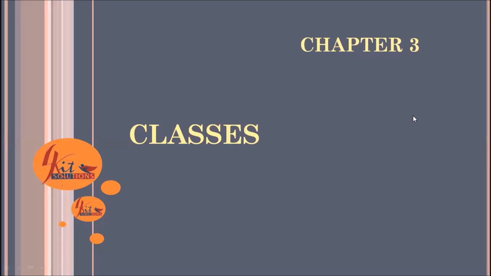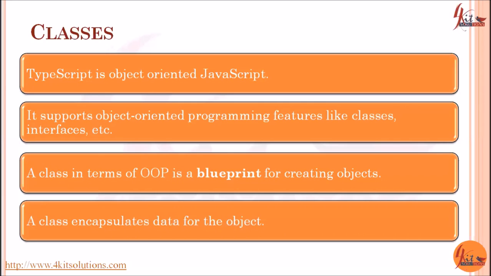Now let's see what classes are in TypeScript. TypeScript is object-oriented JavaScript. It supports object-oriented programming features like classes, interfaces, etc. And you can say a class in terms of OOPS is a blueprint for creating objects. A class represents a real-world entity. It could be a person, an employee, an animal, or a vehicle. So basically in a class, we define a blueprint that defines the behavior and state of the object of that type. A class basically encapsulates data for that particular object.